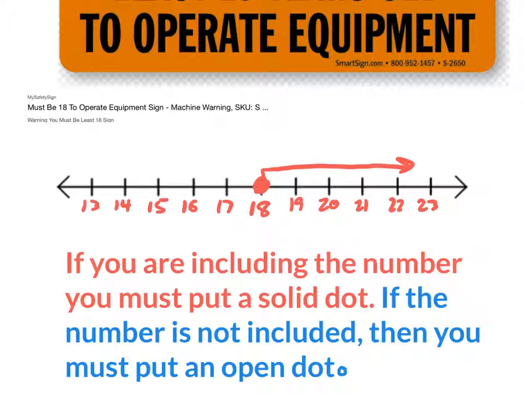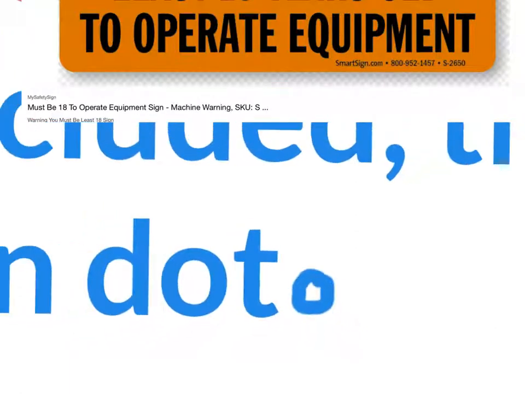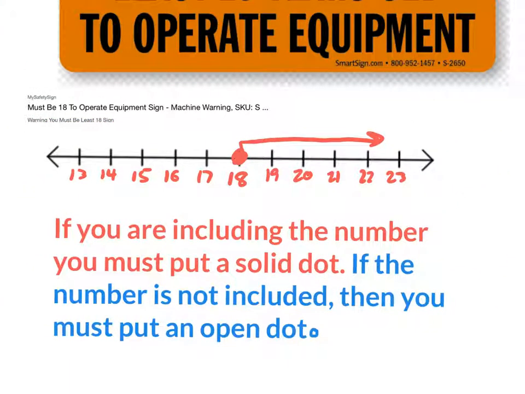Let's go through some other examples. But before moving on, you guys have to understand this. If you're including the number, you must put a solid dot. If the number's not included, then you must put an open dot. And notice that on purpose, I put the period with an open dot right there. Anyhow, one more thing that we should do after graphing it is to actually state the inequality. So this one, in terms of x, let's just say x is greater than or equal to 18, okay?